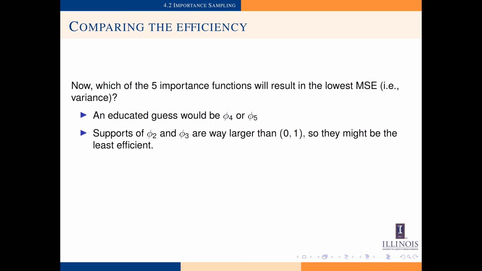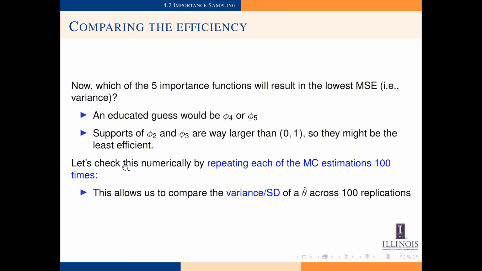So an educated guess will be that phi4 or phi5 will probably do the best out of all 5 options in terms of variance. Because phi2 and phi3, which are the exponential distribution and the t distribution, have support that is way larger than (0, 1), a lot of the 10,000 samples will be outside of the region that we want to integrate. So they might be the least efficient. And let's see whether our code confirms this.